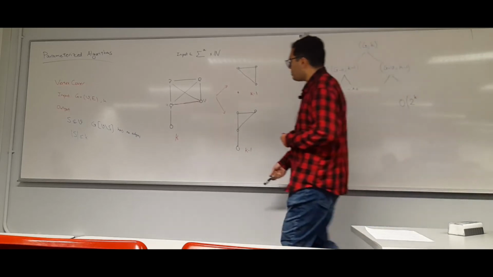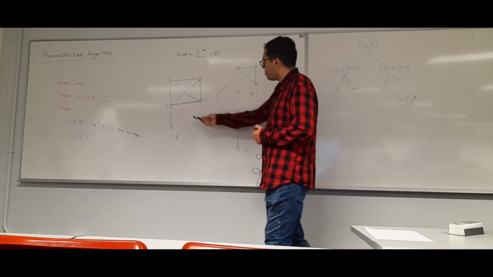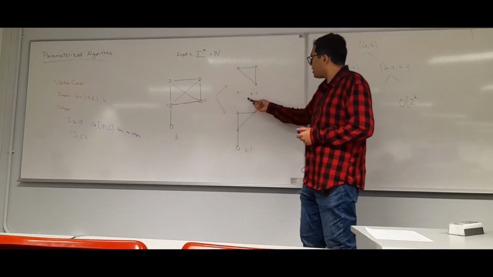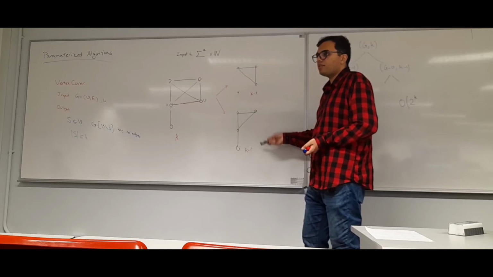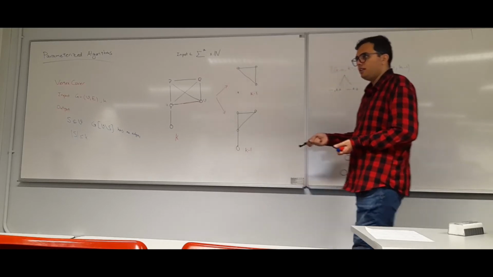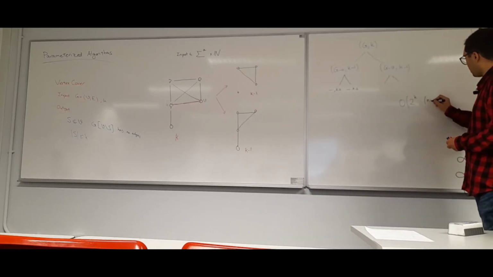So how much time did I spend to go from here to here? Well, I just had to choose an edge, right? But then I had to create 2 copies of my graph. So that copying process is going to take n plus m time, right? So my overall runtime is 2 to the k times n plus m.